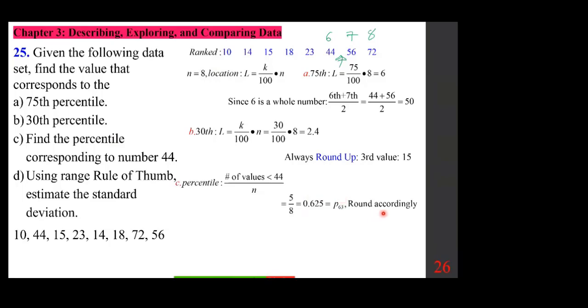The final part, using the range rule of thumb to estimate the standard deviation. If you recall, we said previously S is R over 4. Because it's ranked data, we can find the range, max minus min, and then divide by 4. 72 minus 10, divided by 4, and that is the answer, 15.5.